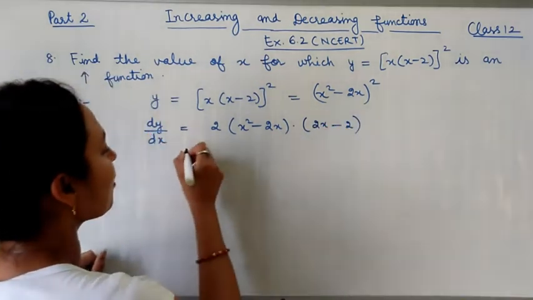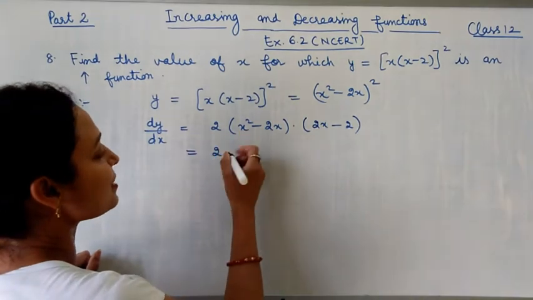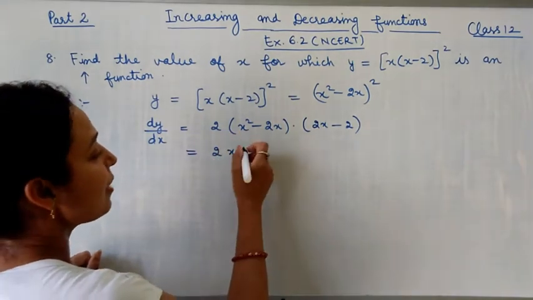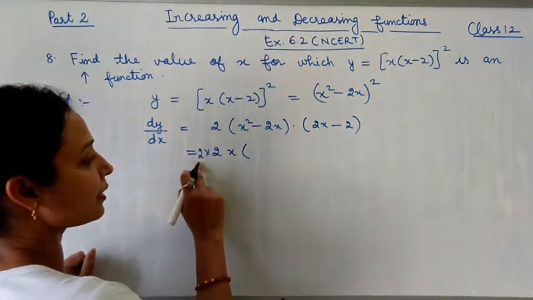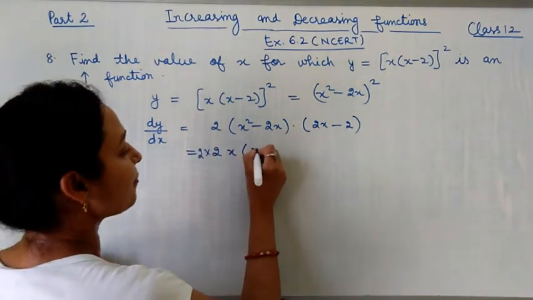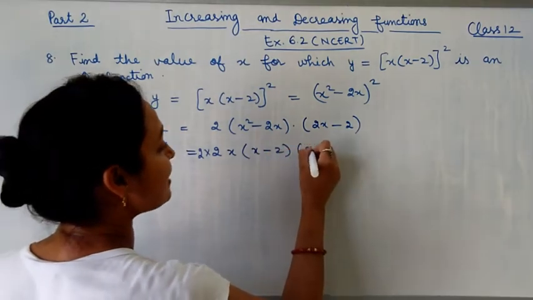Now I will take 2 common. When you take 2 common and x common from these values, 2 is already there, I will take 2 common. It becomes x minus 2 and it is x minus 1.